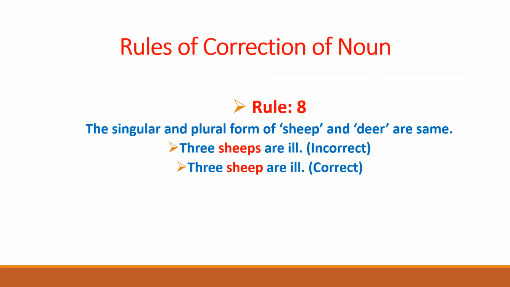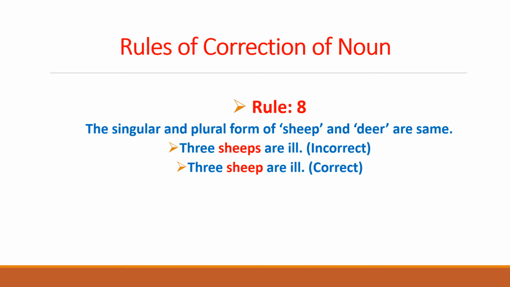Similarly, deer has the same form, whether it is used as singular or plural. So there is no addition of s while making them plural. There would be no morphological change, no change in spelling, and no adding s or es just to make them plural. In either case, they keep the same form, whether singular or plural.